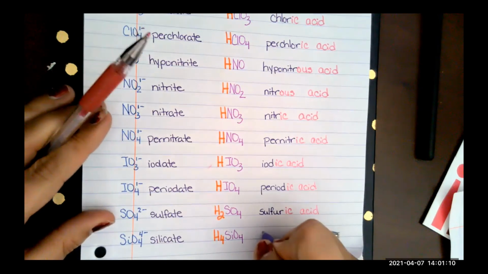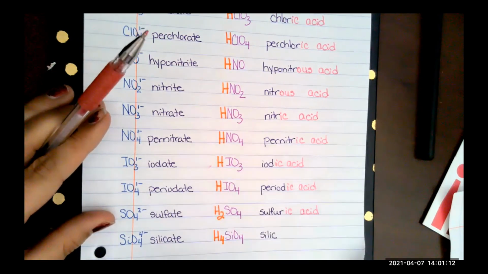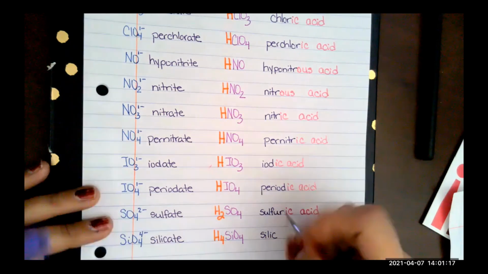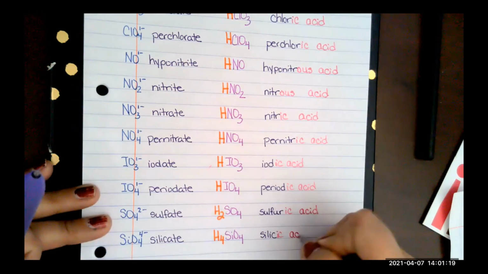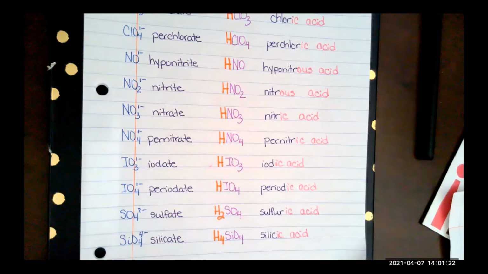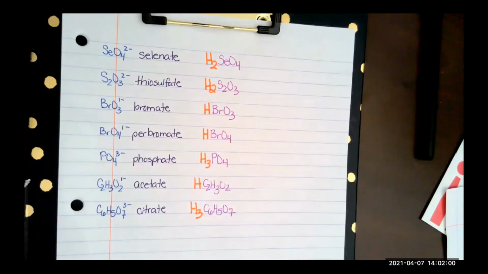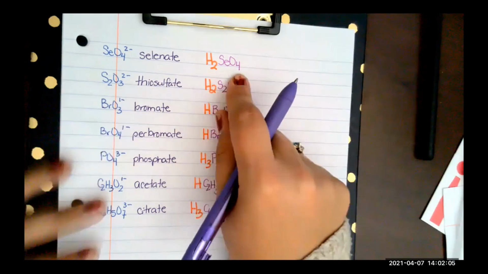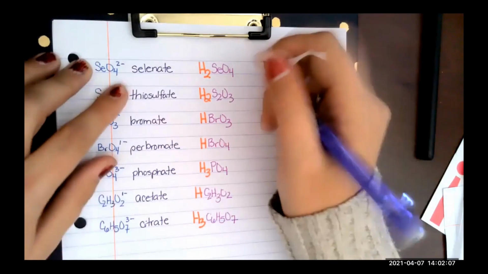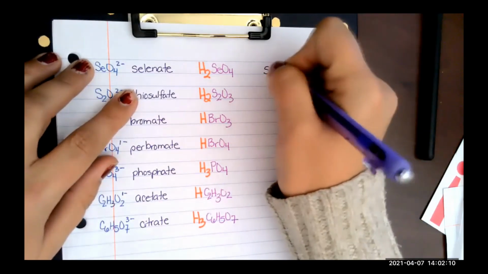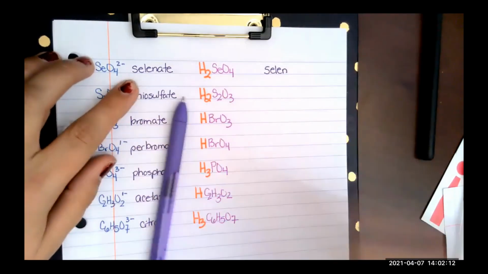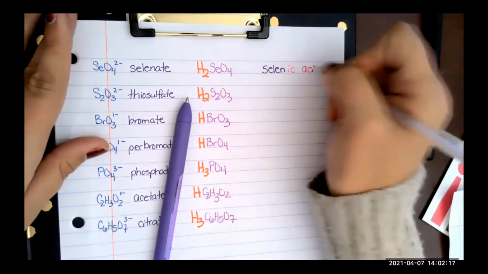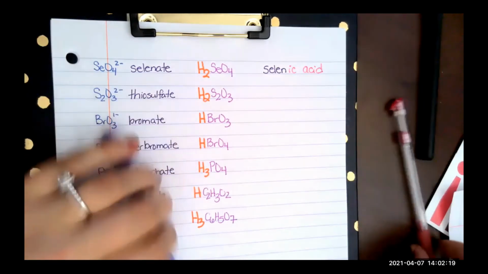And then for silicate, again, you're writing everything up to that ate. So you write S-I-L-I-C, so it's silic. Instead of ate, you write IC, and then you write the word acid. Okay, so for H2SeO4, for selenate, you write everything up to the ate, so it's S-E-L-E-N, and instead of ate, you add I-C, and then acid, so it becomes selenic acid.